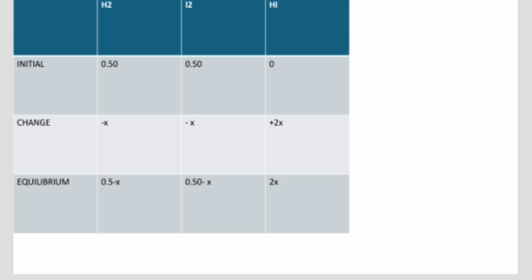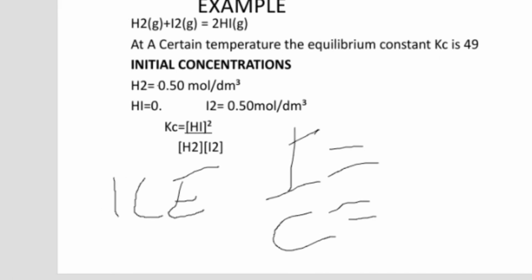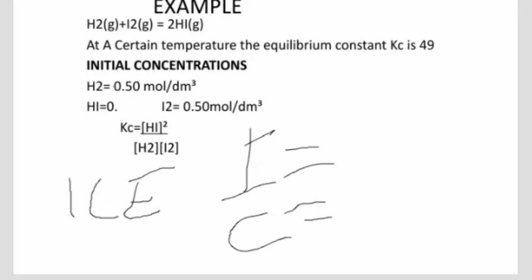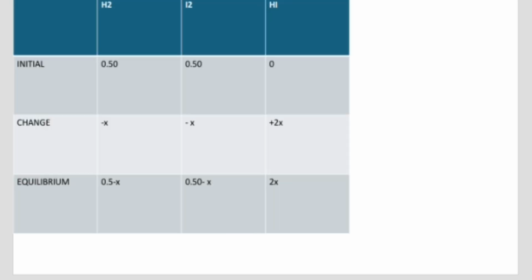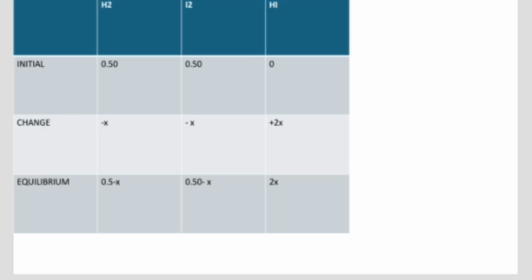What about change? For change, we go to the equation. For the reactants, H2 and I2 have the coefficients of 1. Now for the reactants we put a negative. That's why you are seeing a negative here. For HI, which was the product, since it's 2HI and it's a product, products are positive. That's why you are seeing a positive 2x there. The 2 is coming from the coefficient of HI.